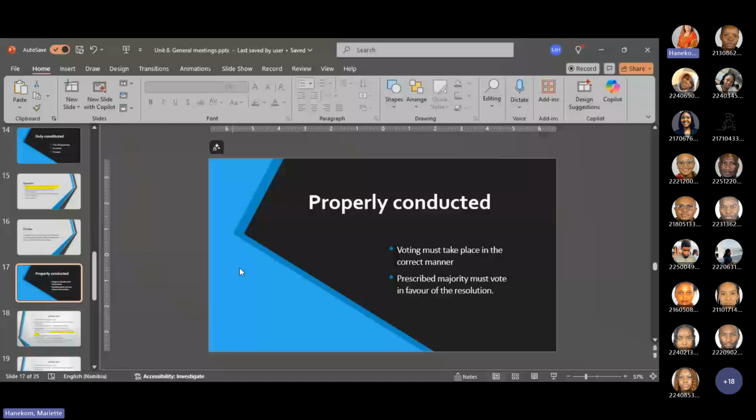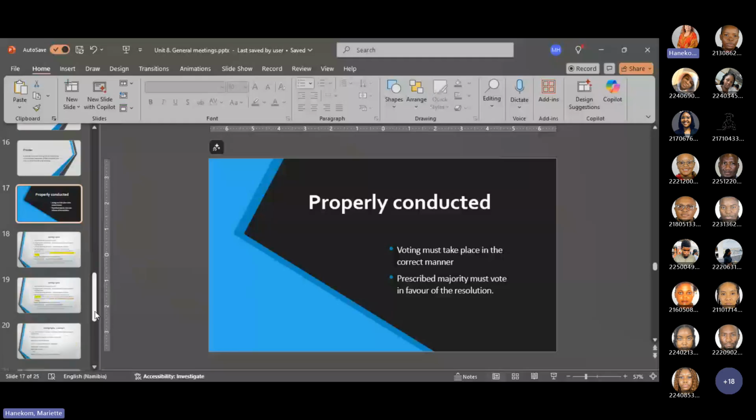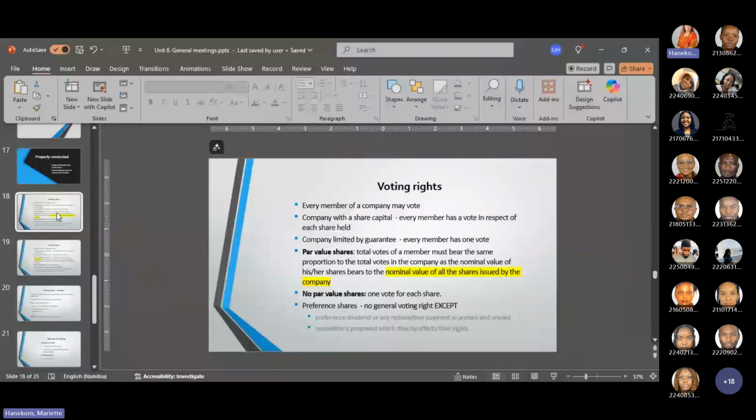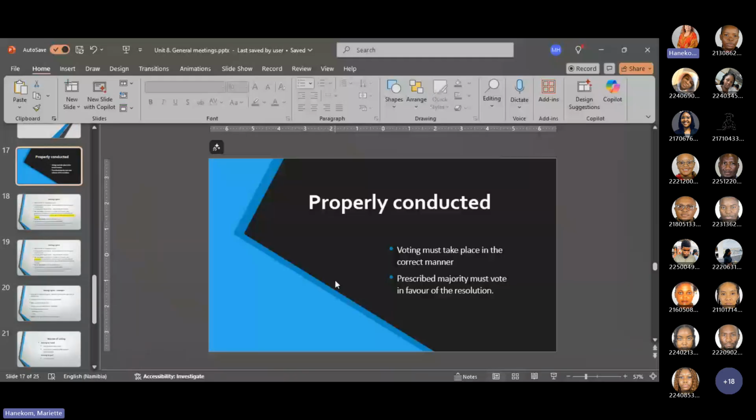The meeting must be properly conducted. Voting must take place in the correct manner, and the prescribed majority of people must vote in favor of the resolution. Let's look at these aspects. First of all, to assess whether voting has taken place in the right manner and whether the right number of people have voted, we need to look and understand the concept of voting rights.